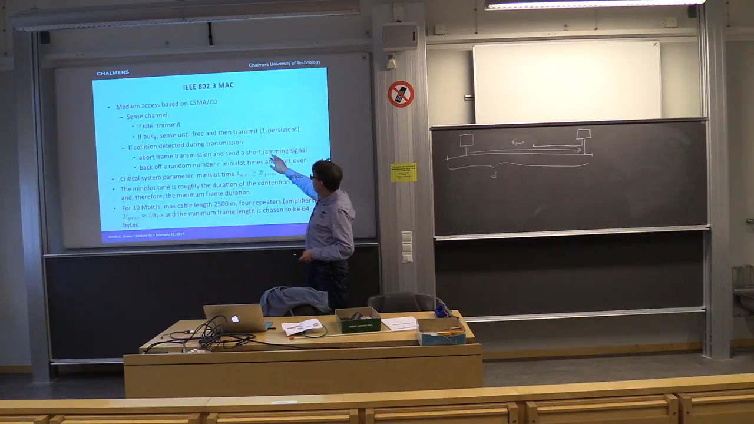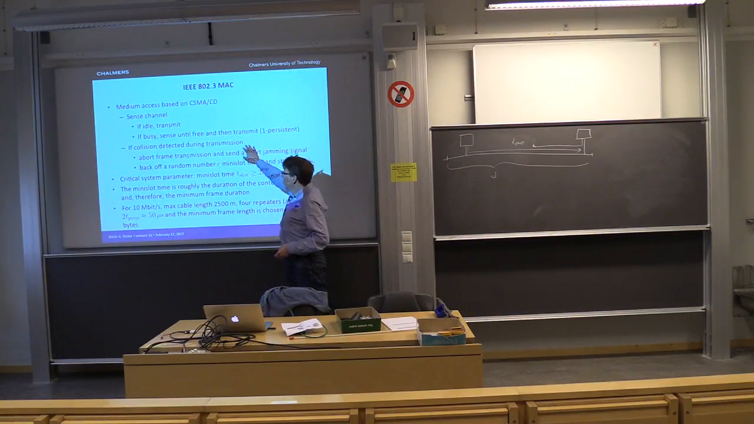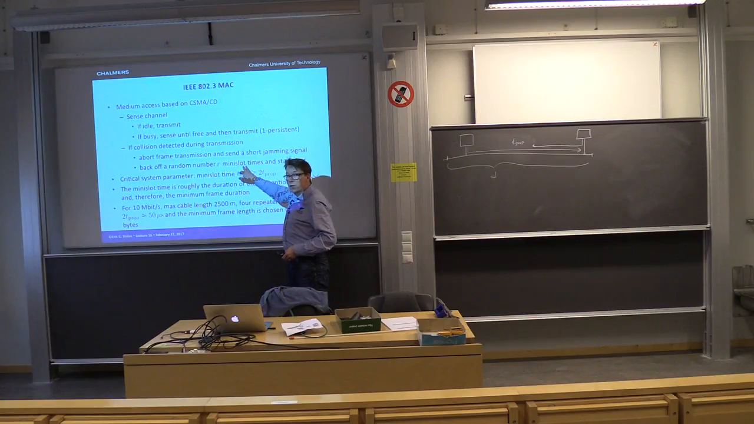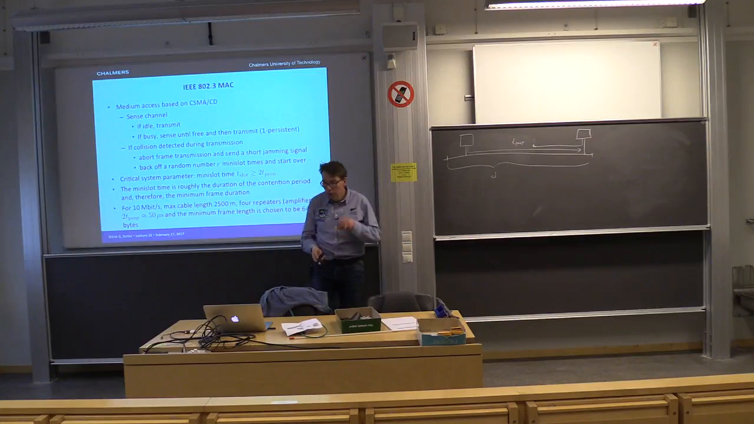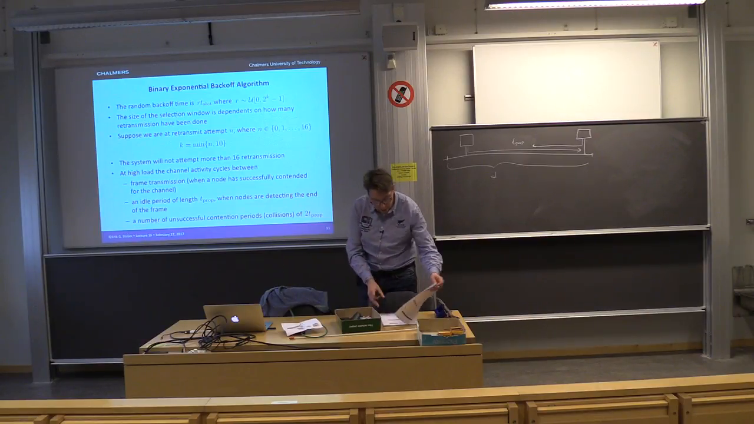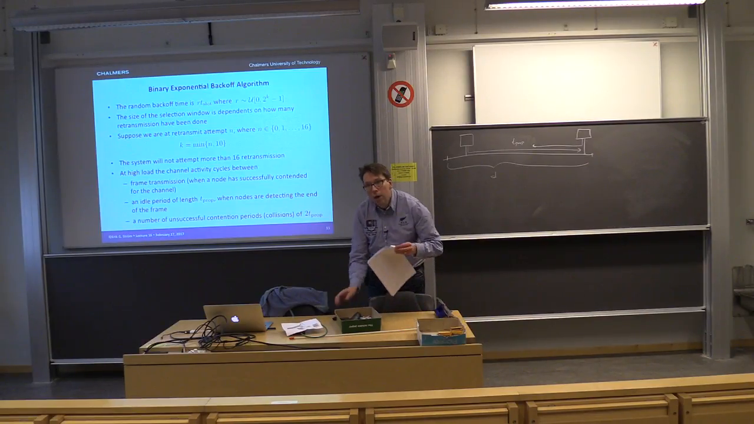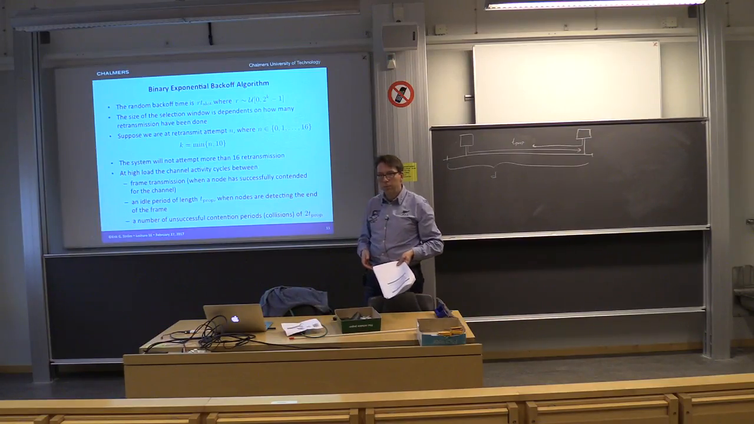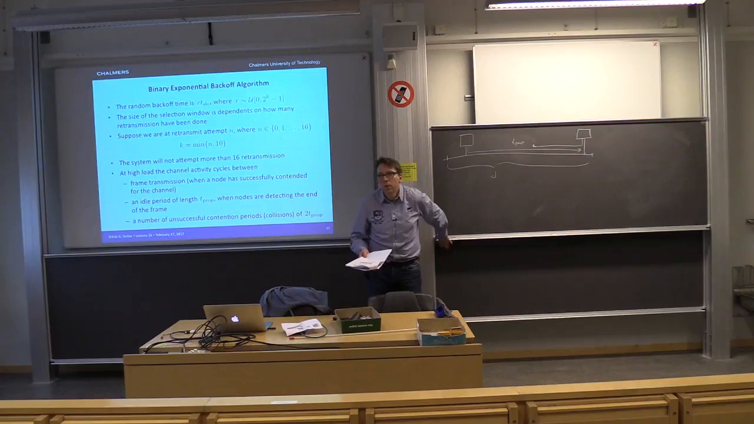Now, what to do here then if we detect a collision? Then we abort the transmission and then send the jamming signal. And then we back off R, a random number R, mini-slots times. Okay. So how to find R is now the question. Well, in Ethernet, we use something called the binary exponential backoff algorithm. Sounds exciting. So how does it work?